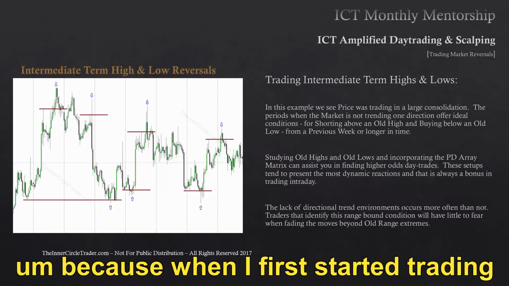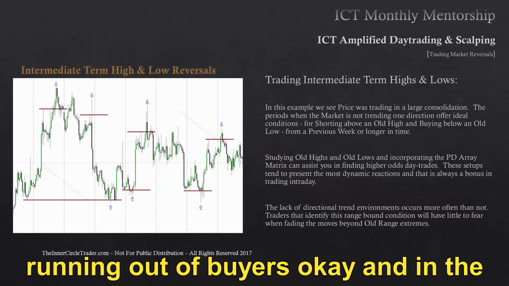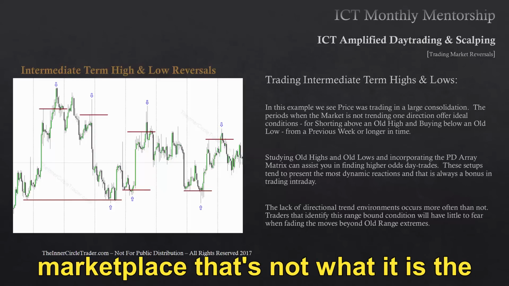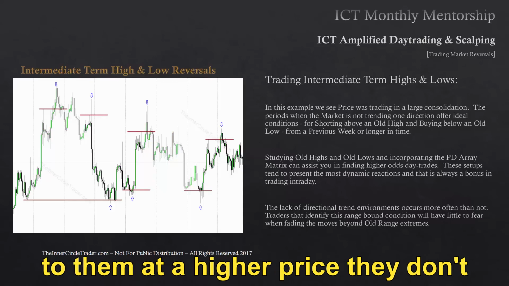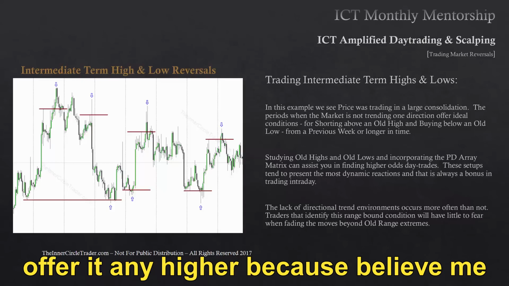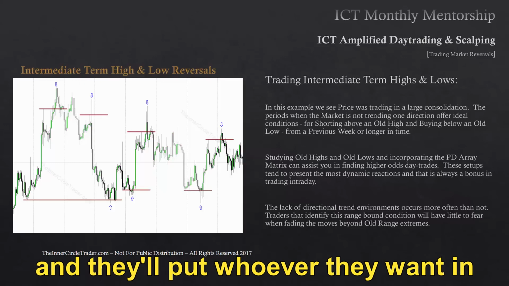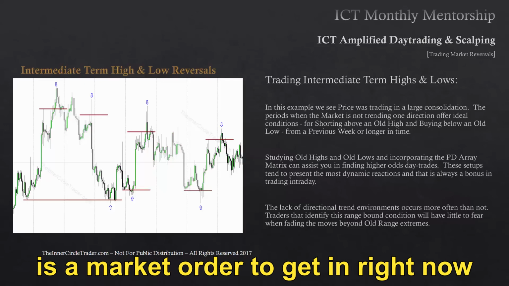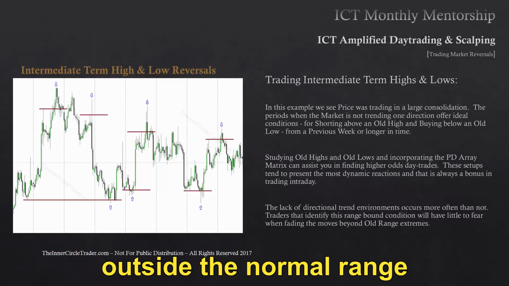Because when I first started trading, I thought that buyers just ran out of buyers, okay, and the market topped. There are a lot of people who still teach that premise in the marketplace. That's not what it is. It's the absence of the market makers selling it to them at a higher price; they don't offer it any higher. Because believe me, if they want to offer it at a higher price, all they do is offer the price, and they'll put whoever they want in at that price. A market order is a market order to get in right now, and they can couple that with a ridiculous price level outside the normal range.